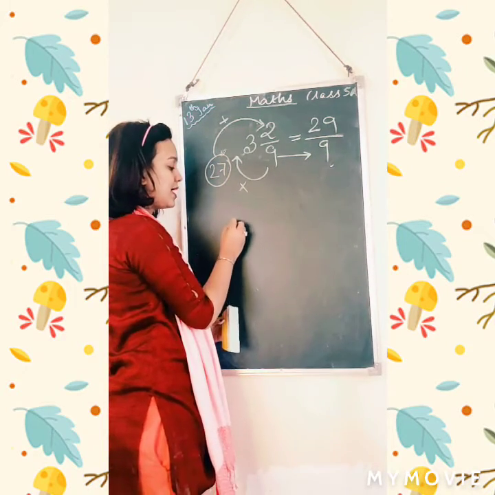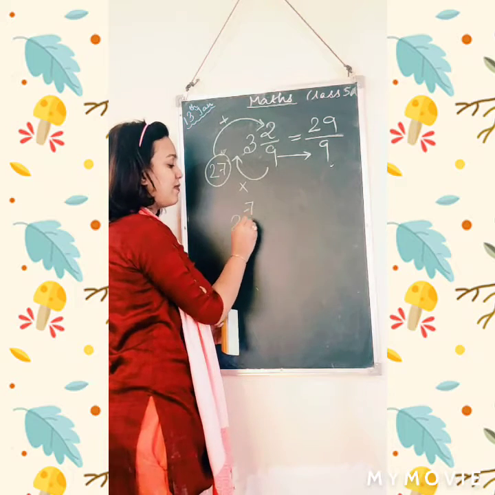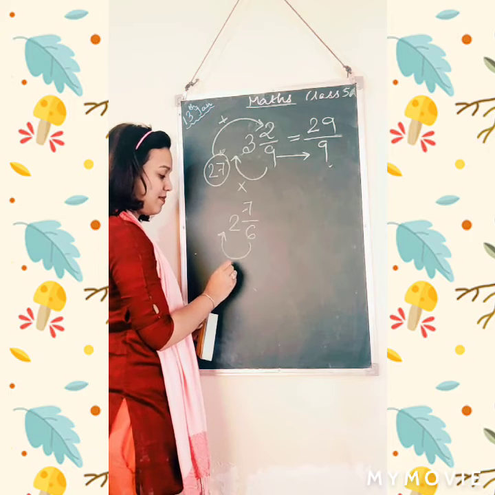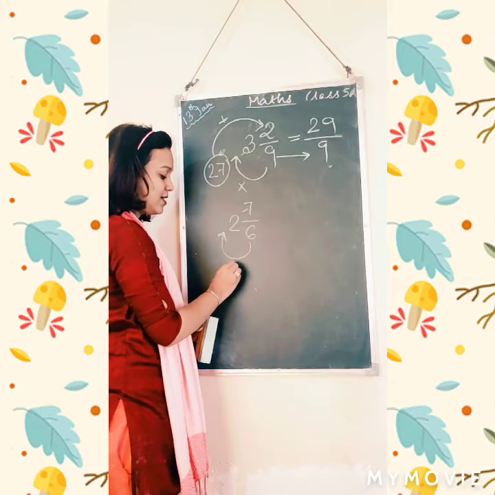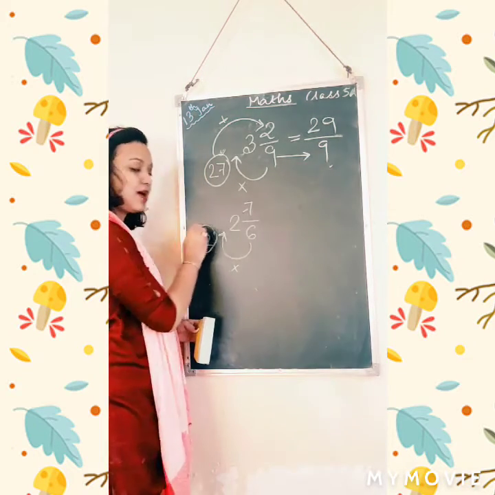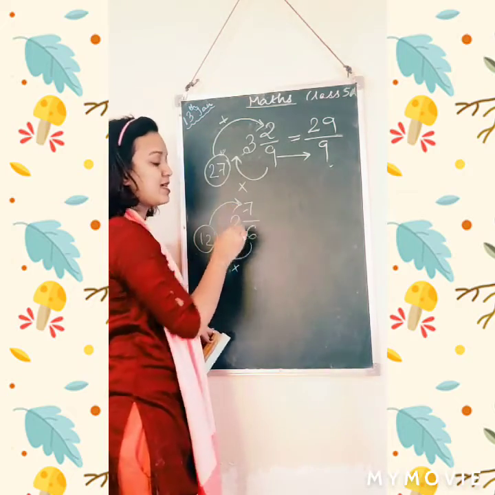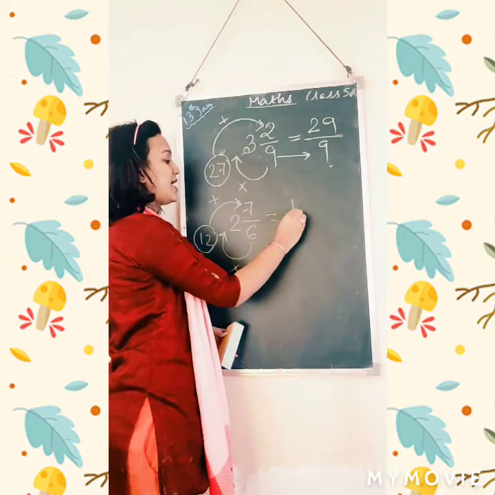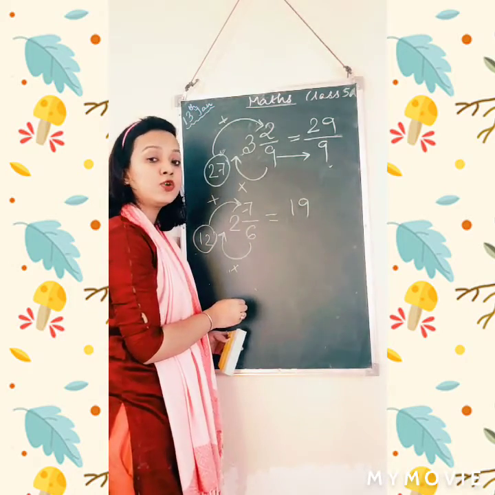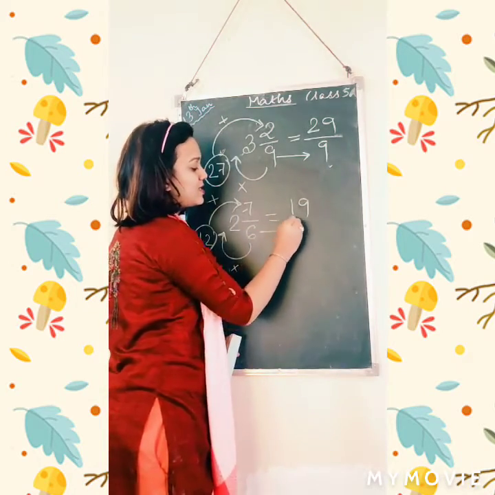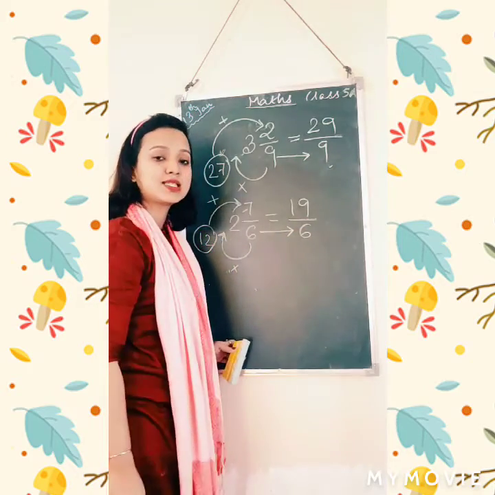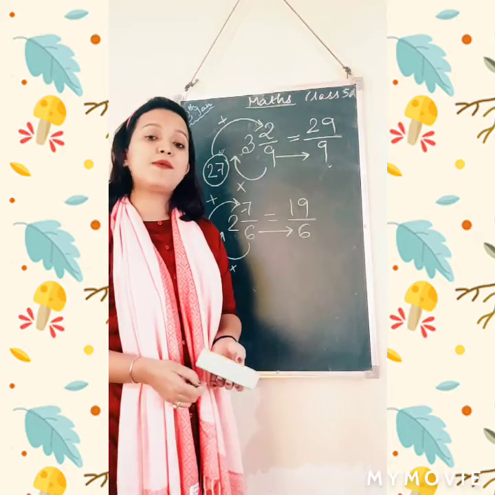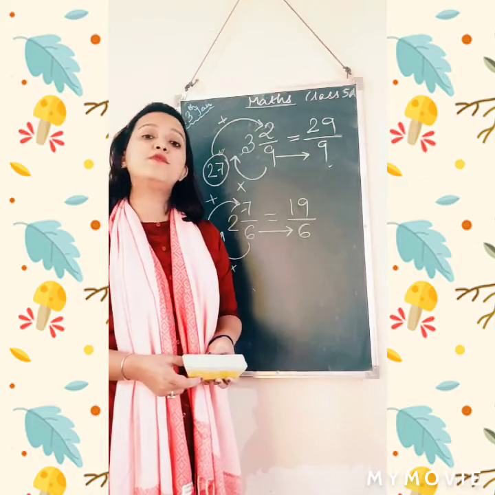I will take one more example, such as 2 7 by 6. Now 6, you multiply it with the whole number 2, so you get 12. This 12, you are going to add up with 7. When you add it up with 7, what do you get? You get 19 as your numerator, and the denominator remains the same. It is 6, so 19 by 6. In this way, you are going to convert a mixed fraction into an improper fraction.